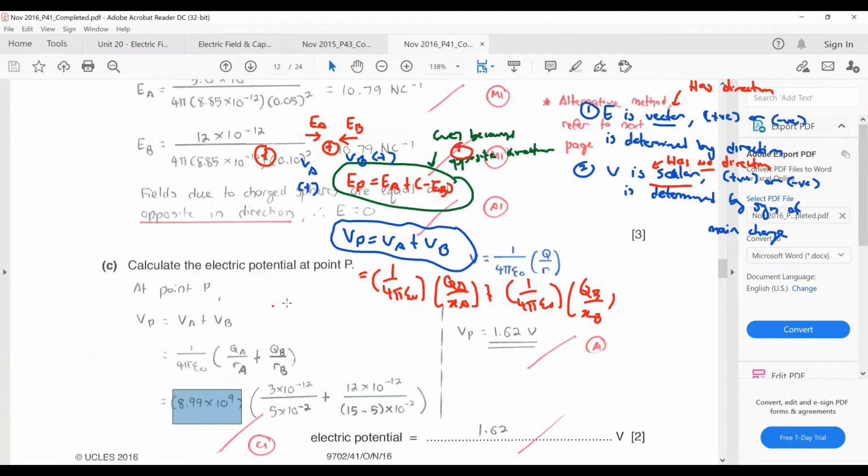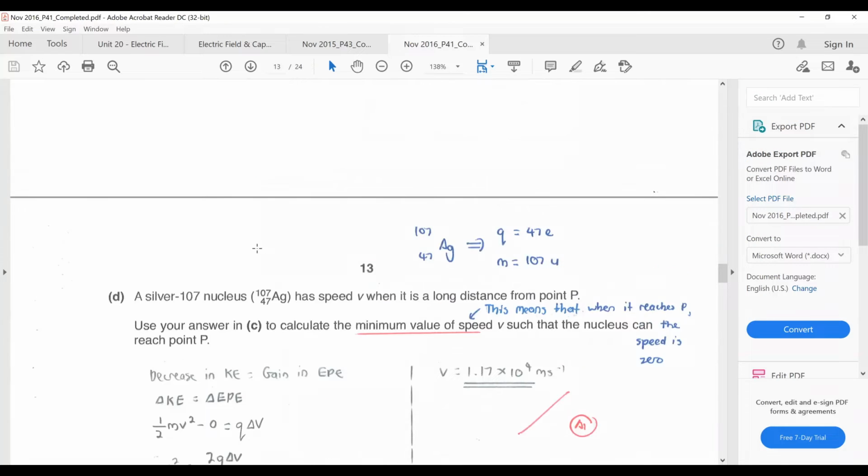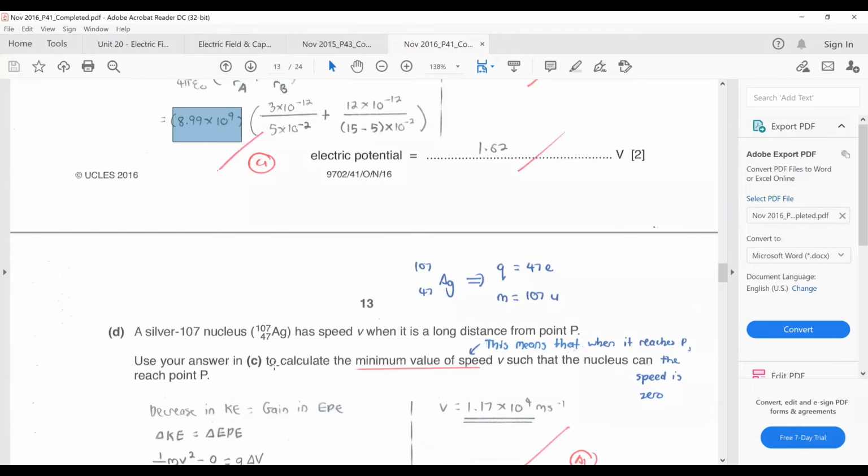So if you're okay with this, then I move on to the other part of your question, which is basically this one. I'll just clear off this drawing. You can find it in the video recordings later on. Now you have a silver nucleus, argentum 107, that has speed v when it's a long distance from point P. Use your answer in C to calculate the minimum value of speed v such that the nucleus can reach point P.